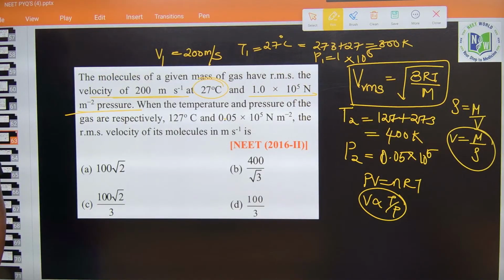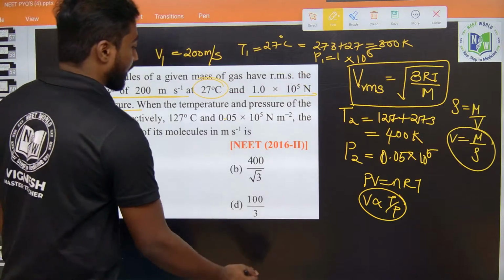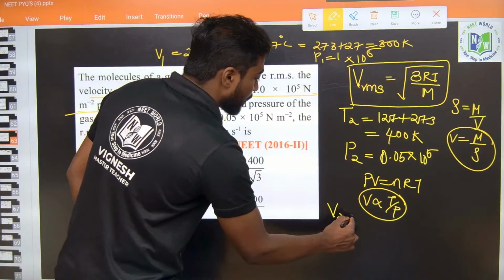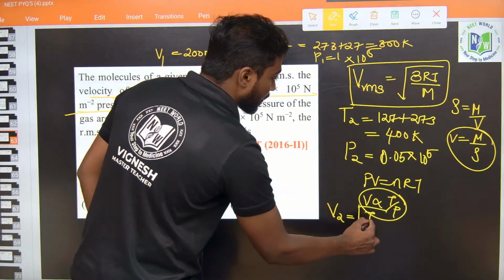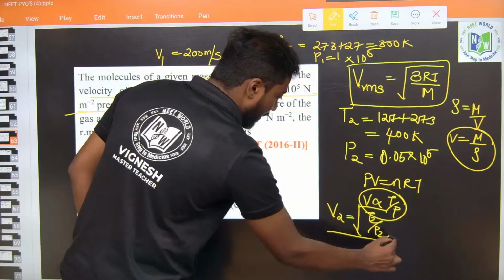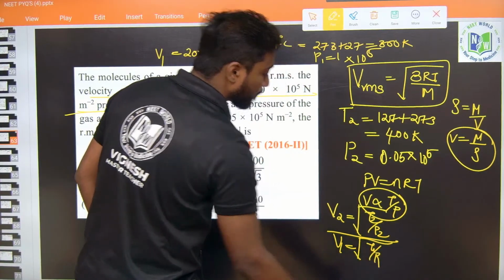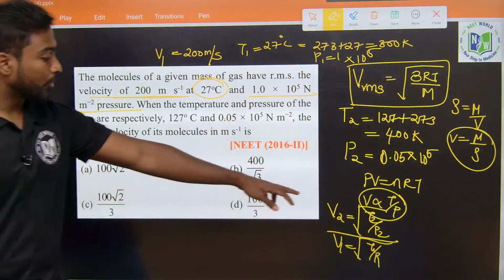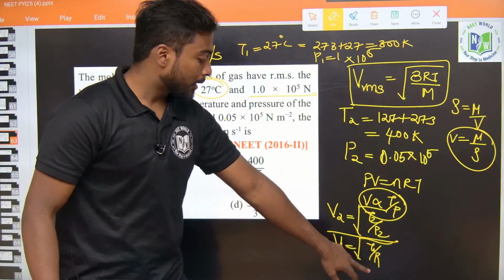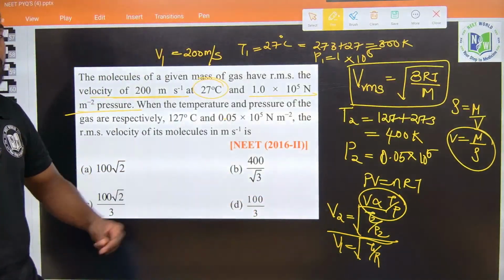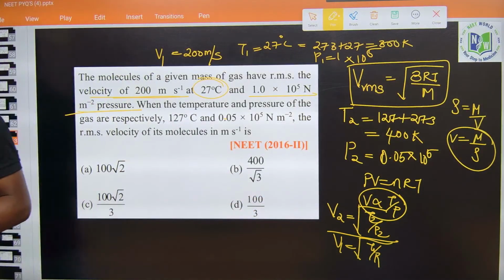Yes, V2 obviously. V2 by V1 is equal to the square root of T2 by P2 divided by the square root of T1 by P1. That's it. So from this, T2, P2, T1, P1 I know, and V1 also I know. So I can find the V2 value.